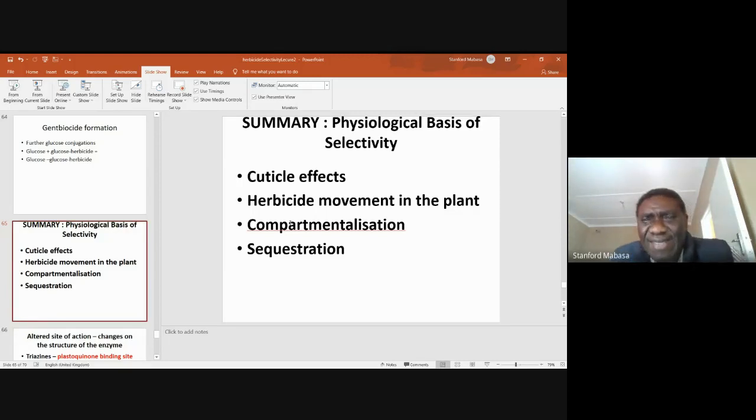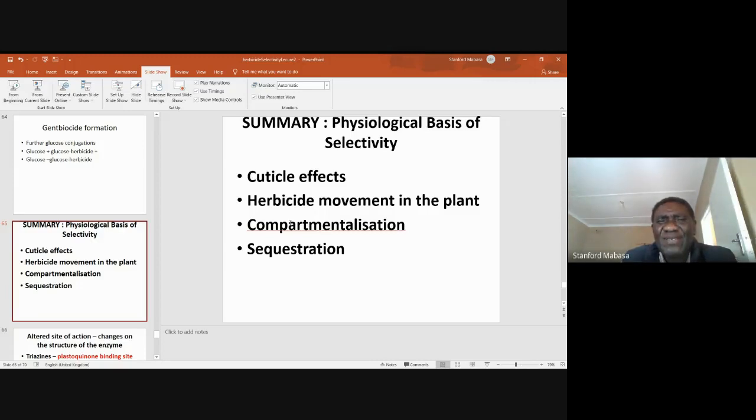In trying to understand the physiological basis of herbicide selectivity, we talked of entry of the herbicide into the plant, the cuticle effects. If you have a young plant, there's fast penetration compared to a mature plant. Then there's herbicide movement within the plant. Can it reach the site of action? Depending on how it is formulated.